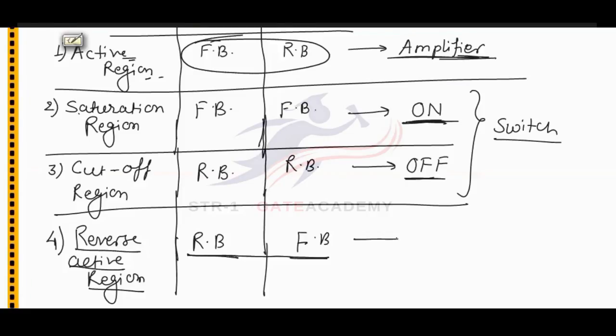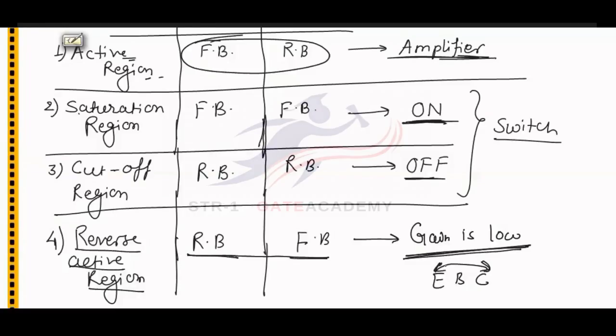And when it is used in reverse active region, it cannot be used as an amplifier, means its gain is low. So if we try to operate emitter in place of collector, means if we interchange these two layers of BJT, then BJT cannot be used as an amplifier. It will not provide any gain to the input signal.